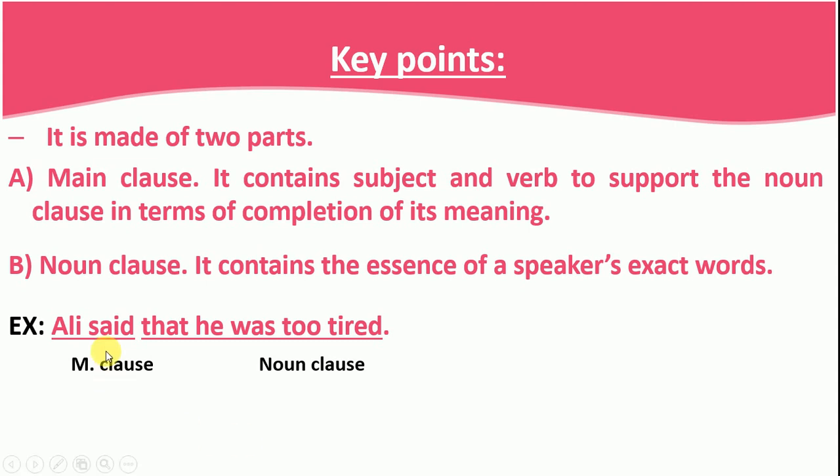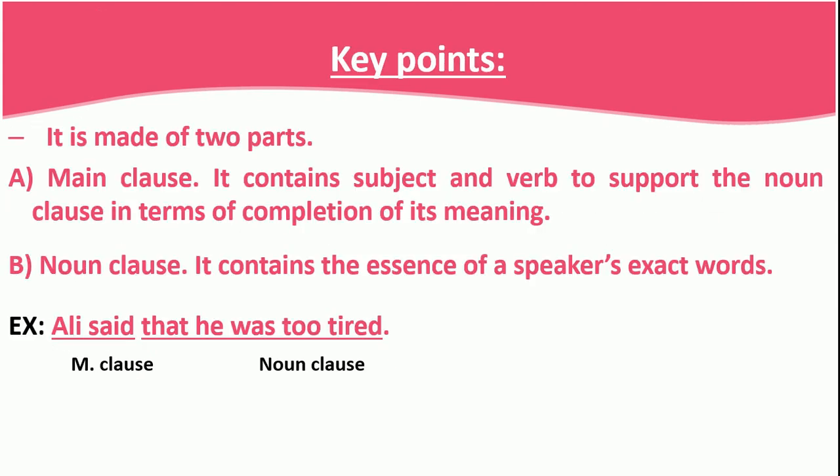Practically, here you see that "Ali said" is a main clause, right? Ali said, main clause. It has two parts. The first part is "Ali said," the main clause, and "that he was too tired" is the noun clause. So remember that indirect speech has two parts: the first part main clause, the second part noun clause. The main clause contains the reporting speech and the noun clause contains the reported speech, or we can say the idea of the speaker in our words.